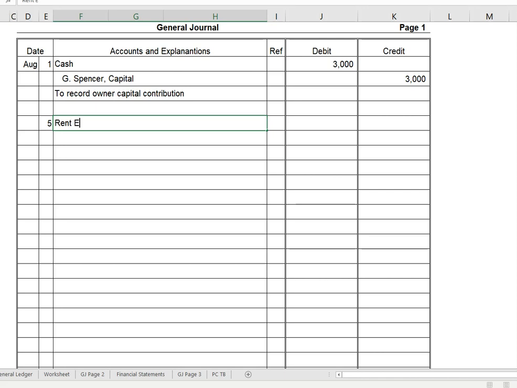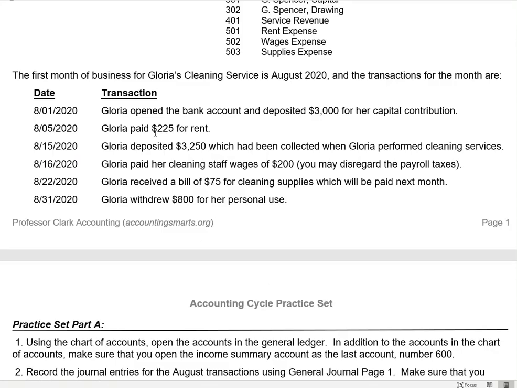And when we pay things associated with being able to earn our income, those are expenses. $225. Okay, and then we're taking it out of our cash account. That's how she's paying her landlord. And now we need an explanation, so it's to record payment of rent. Excellent. Now we have 2 transactions recorded. So we've got 1 and 2 recorded, so let's go to the third one.